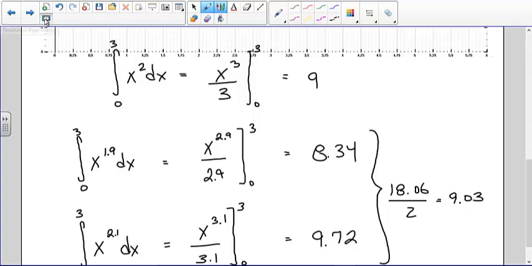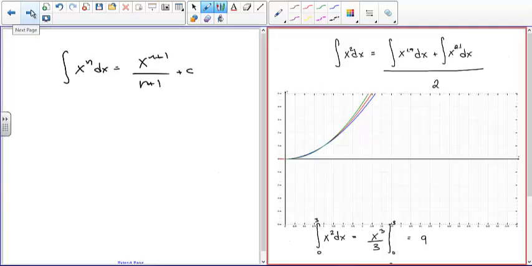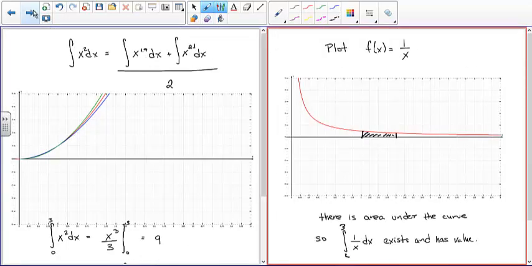So I said then to myself, what if... well, before we do that, let's plot the function that we don't know the integral to. The function we don't know the integral to is 1 over x. And there it is. It's just a reciprocal function, has a vertical asymptote at x equals 0. And if you look at the curve, there's area under there. So there has to be an answer.